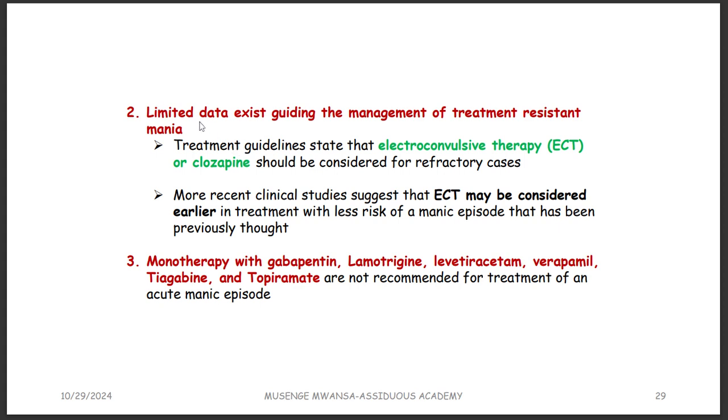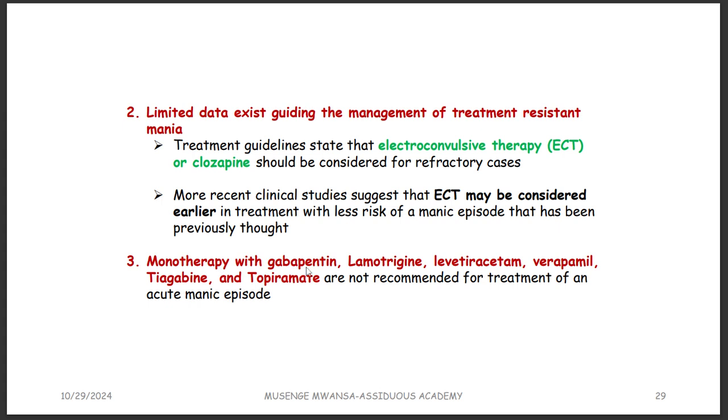So when there is resistance to these drugs, electroconvulsive therapy can also help, and clozapine. Remember, clozapine is an antipsychotic. Actually, electroconvulsive therapy can also be used in early treatment. It was avoided in early treatment because they thought it had a risk of manic episodes. But they've just found out it doesn't cause those manic episodes.